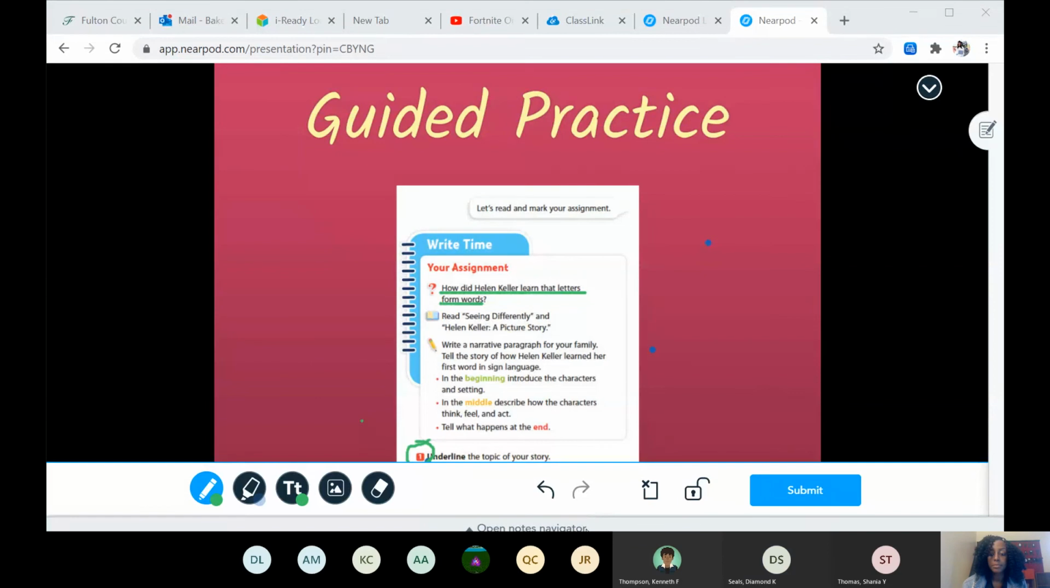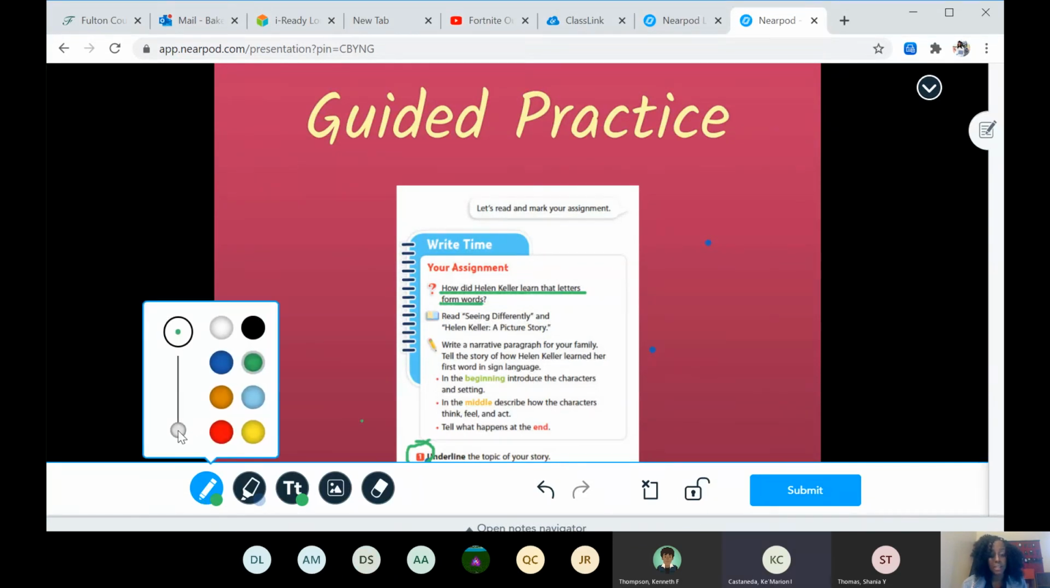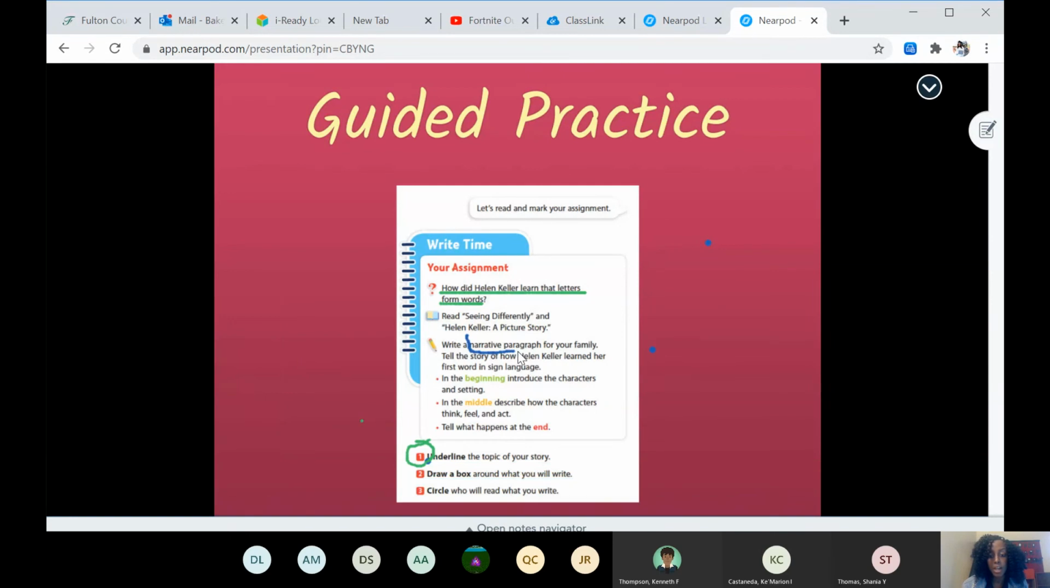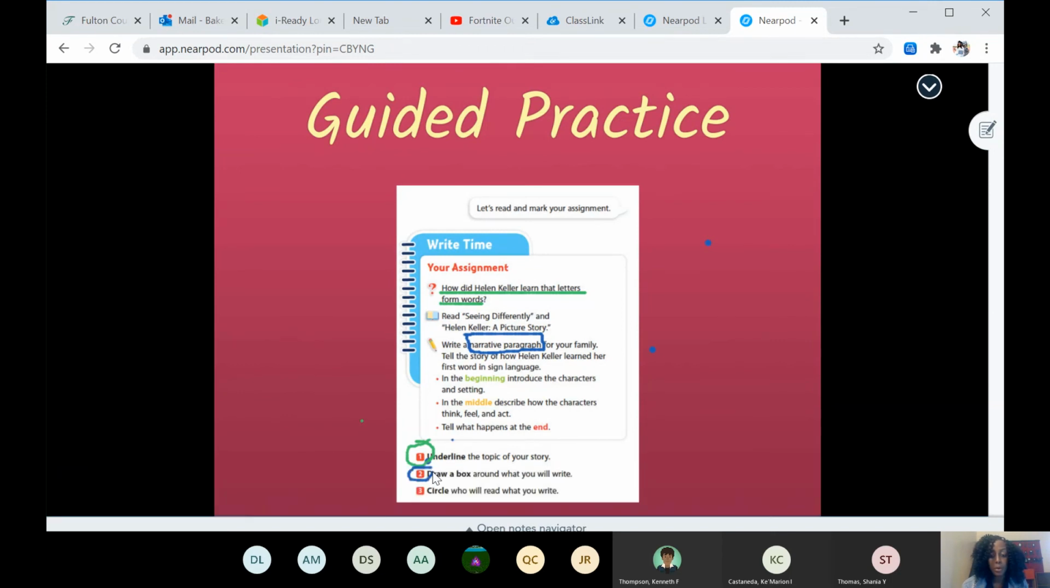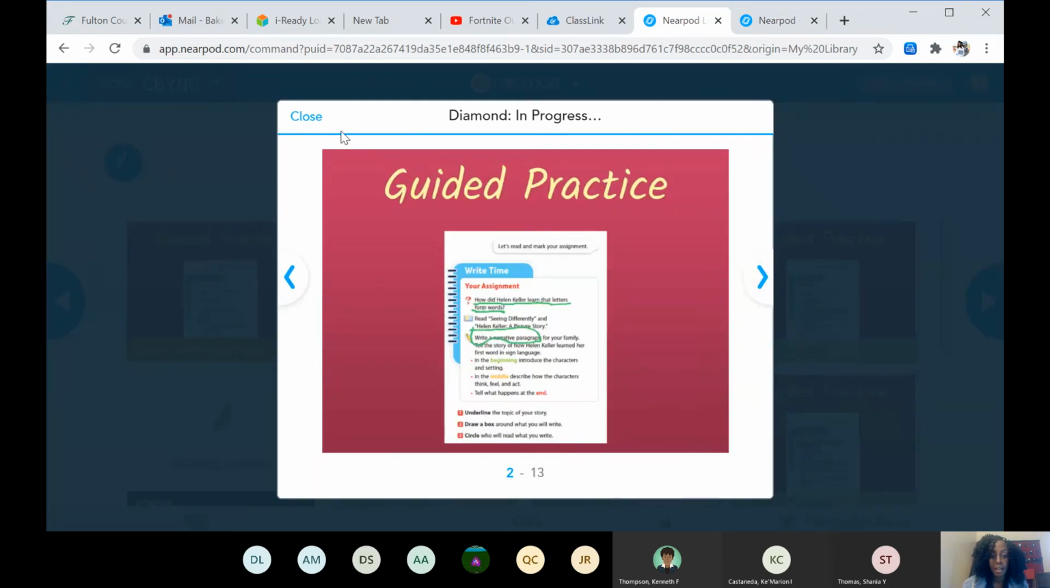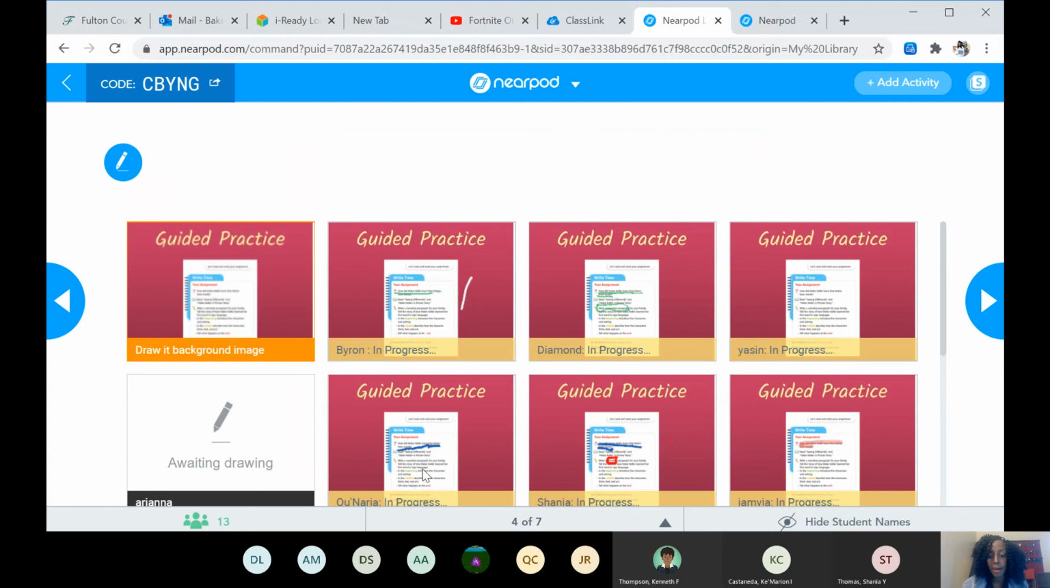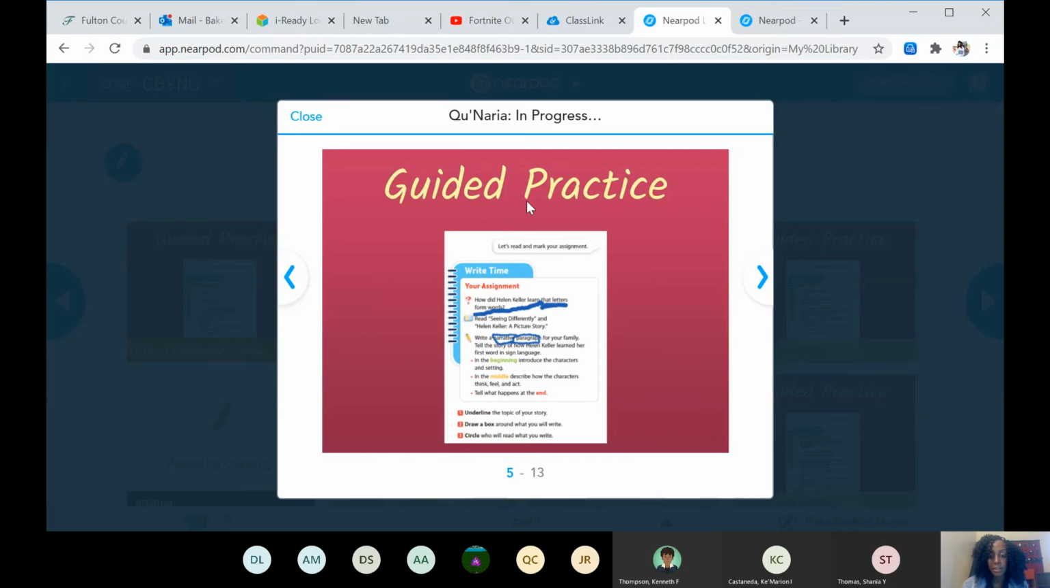Yes, Kamarion? Narrative writing. Yep, that's what it is. Thank you. I'm going to box these two words. Everybody on theirs should be boxing narrative paragraph. That's what we're writing. That's number two. What will you write? You will be writing a narrative paragraph. Make a box around narrative paragraph. Thank you, Canaria. Thank you, Shania.